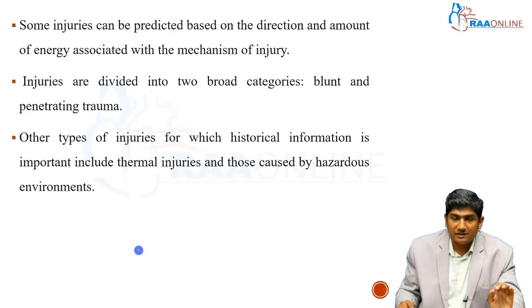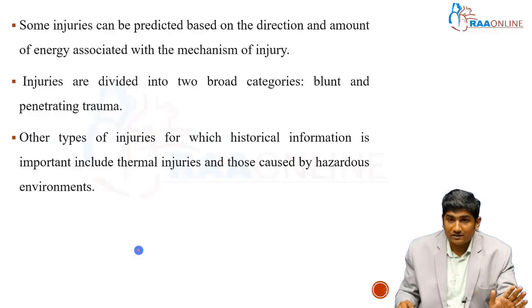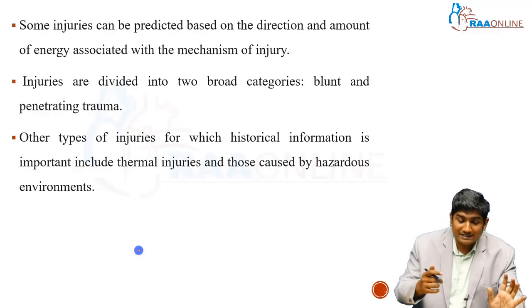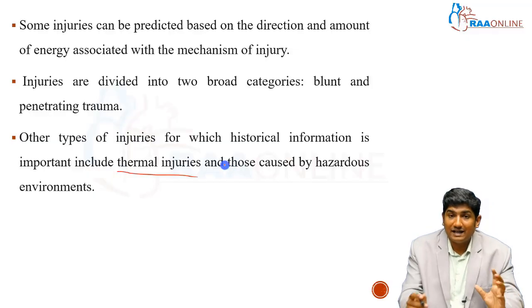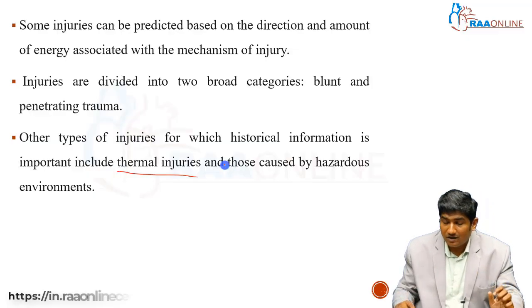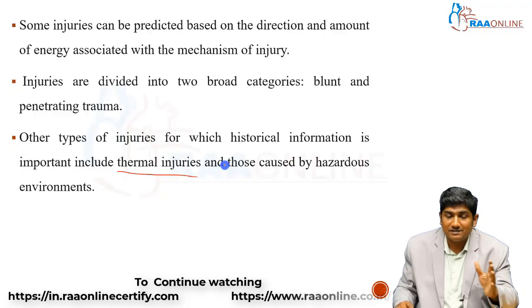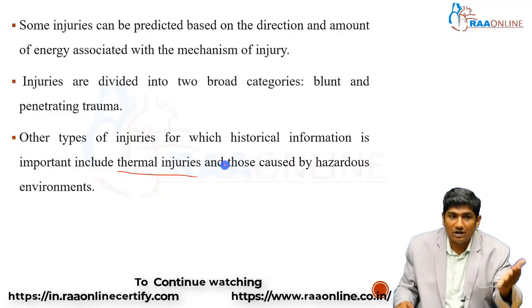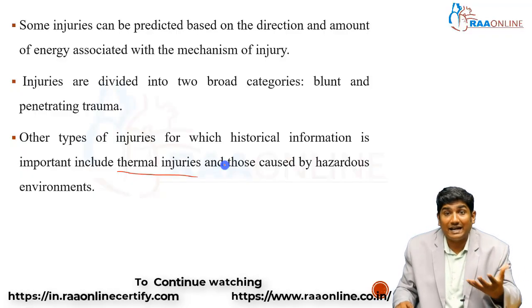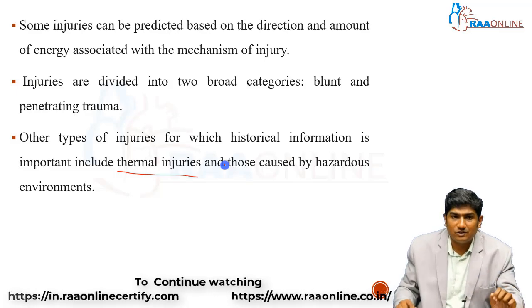Some injuries can be predicted based on the direction and amount of energy associated with the mechanism of injury. Injuries are divided into two broad categories, blunt and penetrating trauma. Other types of injuries for which historical information is required are thermal injuries, any hazardous chemicals if involved, or any drug-related injuries. All these things we need to know separately: whether it's a blunt, penetrating, thermal, or electric injury.